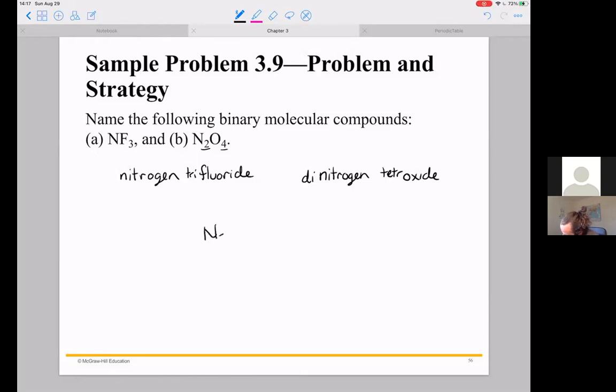Versus if it was N2O or N2F4, this would be dinitrogen tetrafluoride.